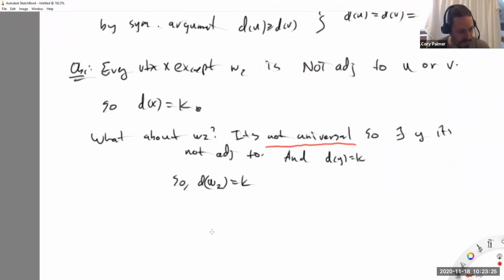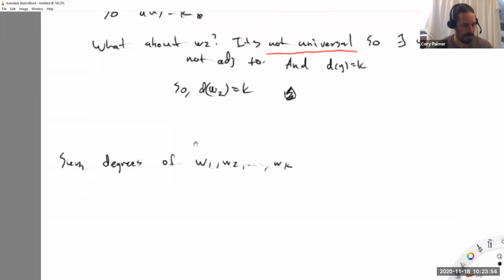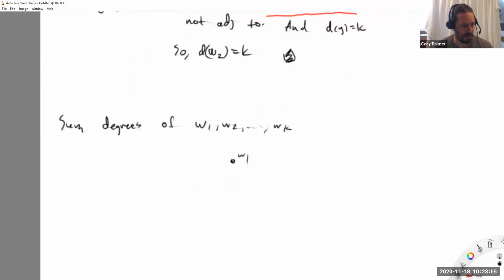So this proves the claim. That means G is regular. Every single vertex has the same degree. And actually, we only care about that for the vertices W1 through WK. So let's examine those again. Even though they're defined inside the claim, we can still talk about the WIs we want. Now let's sum the degrees of W1, W2 up to WK. Let me redraw this picture here: W1, W2, up to WK, and each of these has K edges coming out of them.